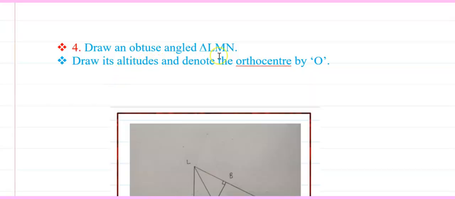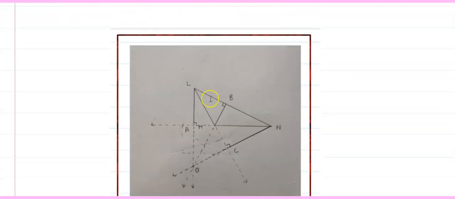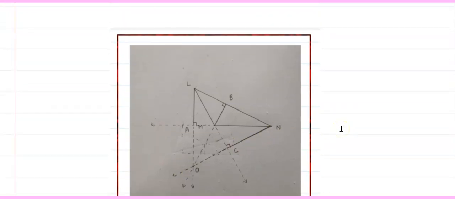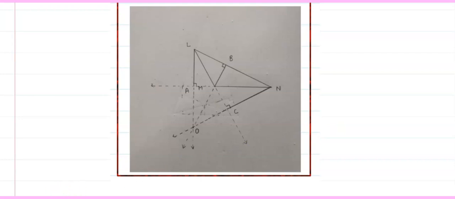Draw an obtuse angle triangle LMN. Draw its altitude and denote the orthocenter by O. Now this is a triangle LMN and all its altitudes are shown in the figure. Now how to draw that altitude is shown in this video. Their point of concurrence is O, which is the orthocenter, which is in the exterior of the triangle. We'll see the video for that.